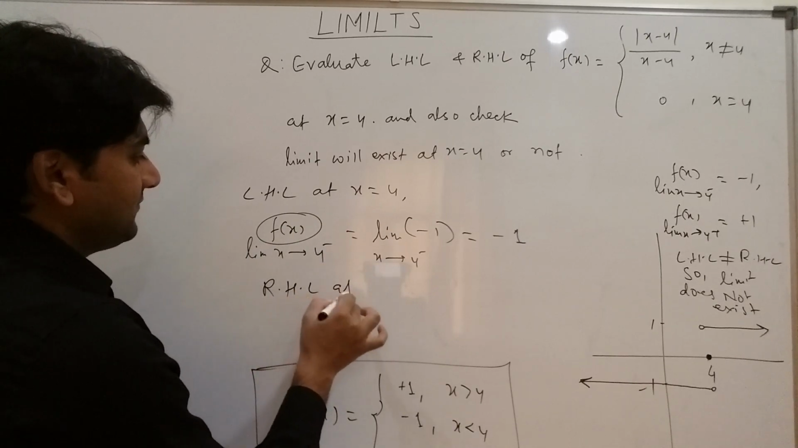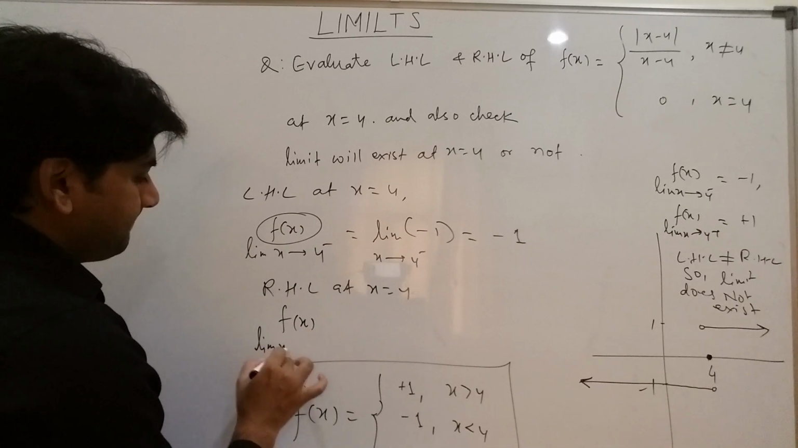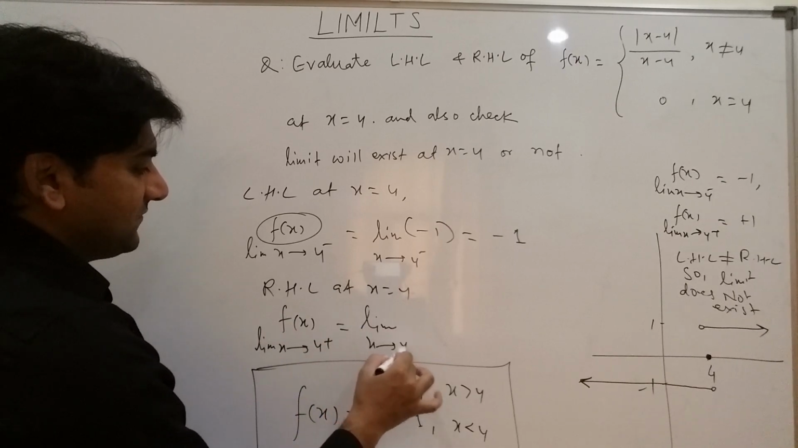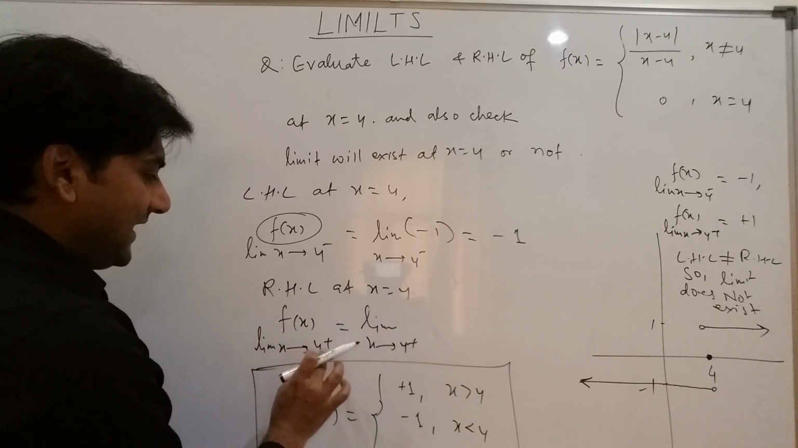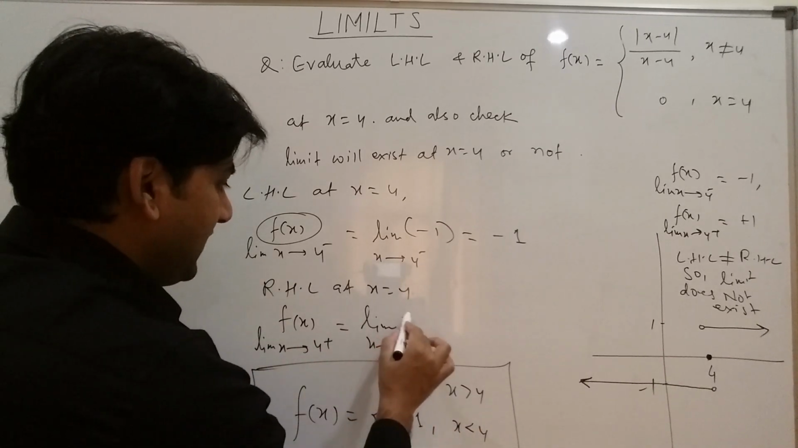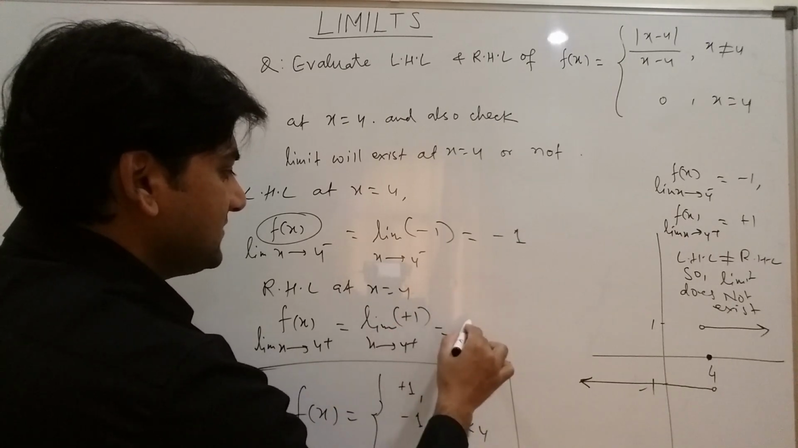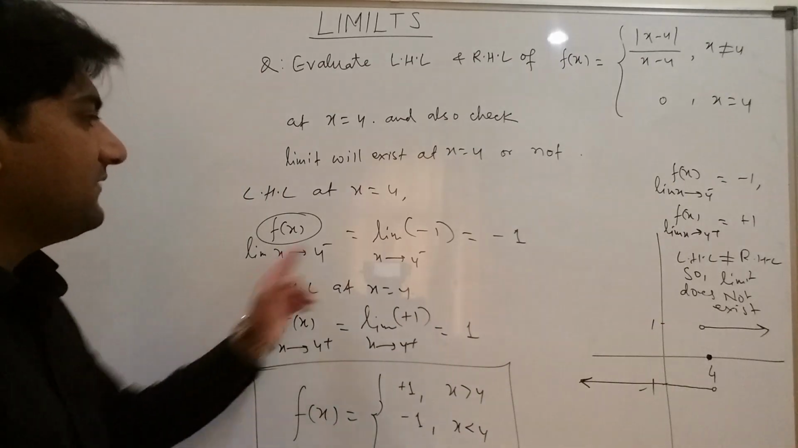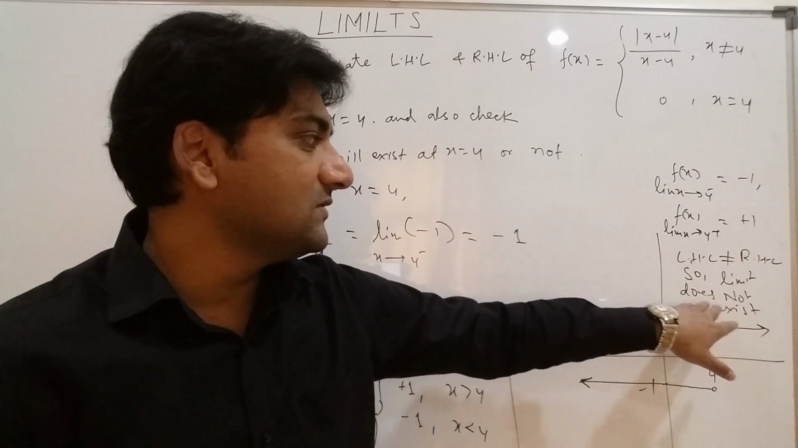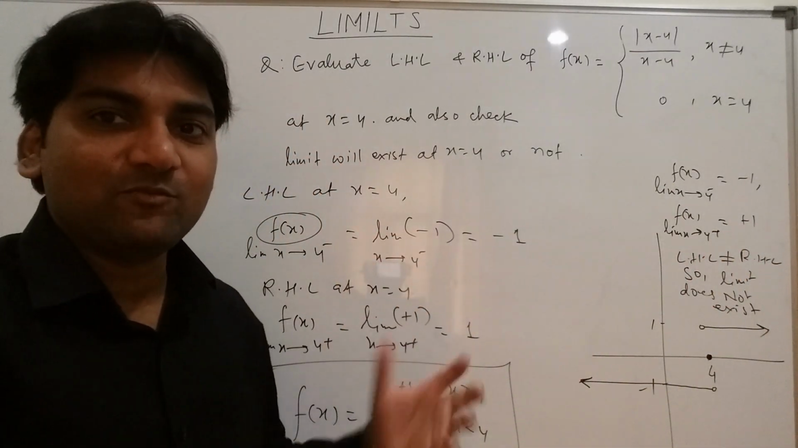Now right hand limit at x equals 4. Then f(x), limit x tends to 4 positive. Now what is the function when x is greater than 4? X is greater than 4, then function is plus 1. So I have to write plus 1 here. Since there is no x, it is constant, so you will get again plus 1. So left hand limit minus 1, right hand limit plus 1, again left hand and right hand are not equal, so limit does not exist. So this is the formal way to present, like in board exams.